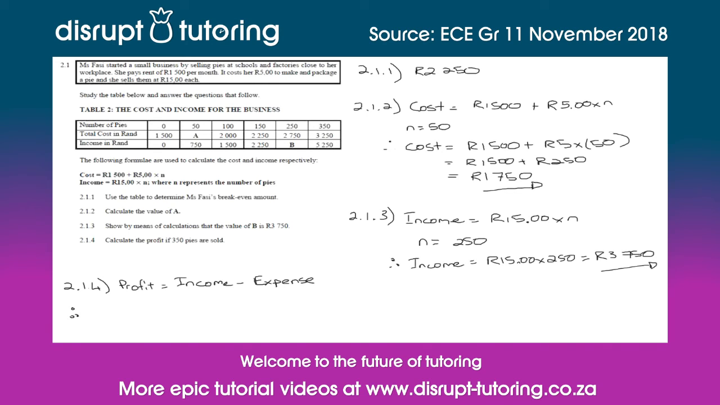So therefore profit for 350 pies is going to equal your income, which you can read off as 5,250 rands, subtracted by 3,250. So this is over here. You put this into your calculator and you get that the profit is 2,000 Rand. And that's your final answer and completes question 2.1.